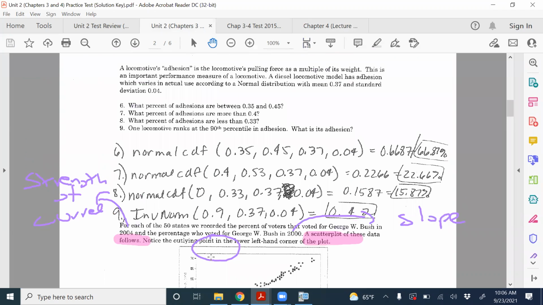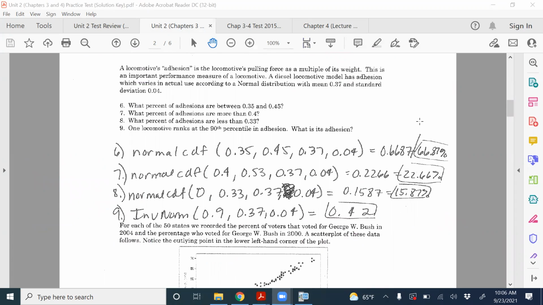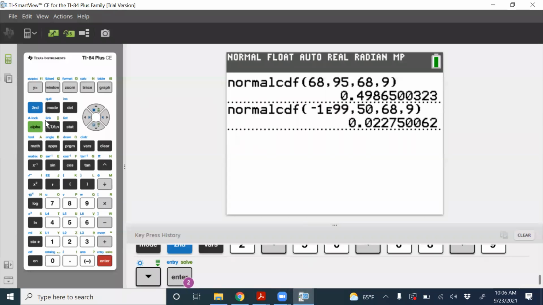Okay, going back to normal distribution. If we think about what's happening here, you have a locomotive that uses some adhesion. The mean is 0.37, standard deviation is 0.04. So what percent of adhesions are between these two numbers? You could just use normal CDF again. I won't do all of them because that takes too long, but just show number 6 again. You would just do this.